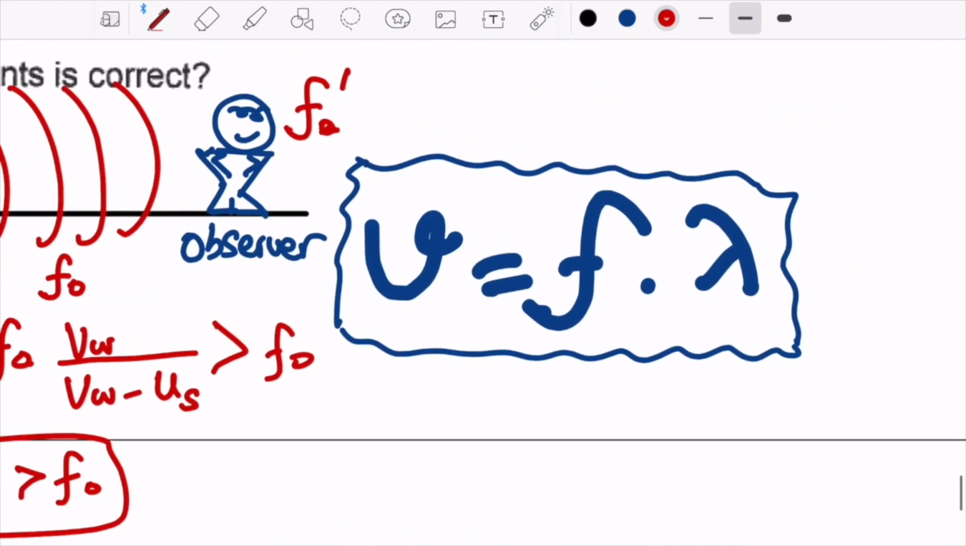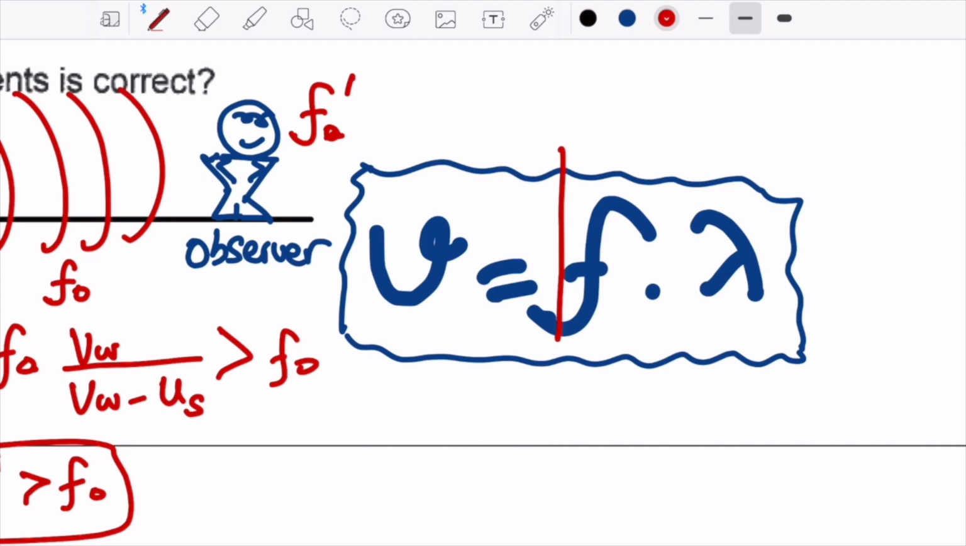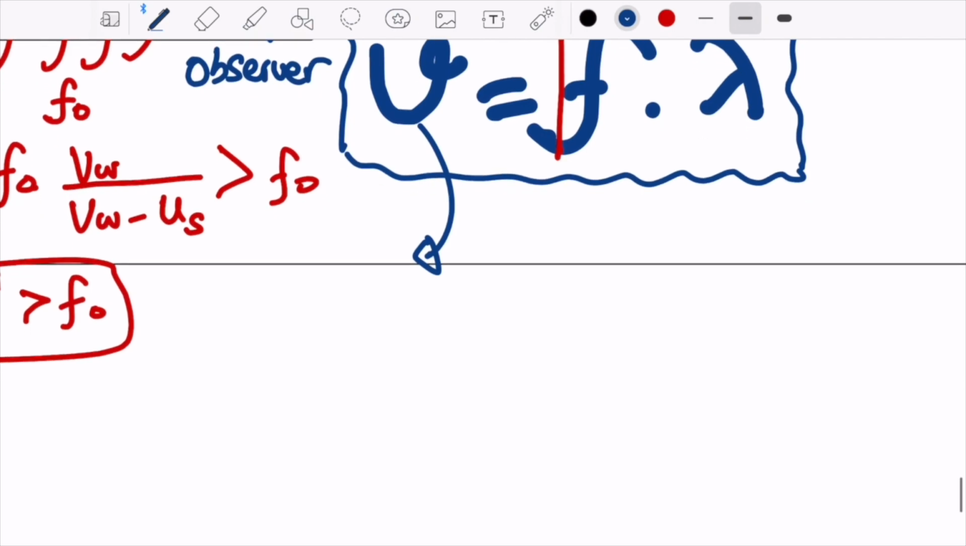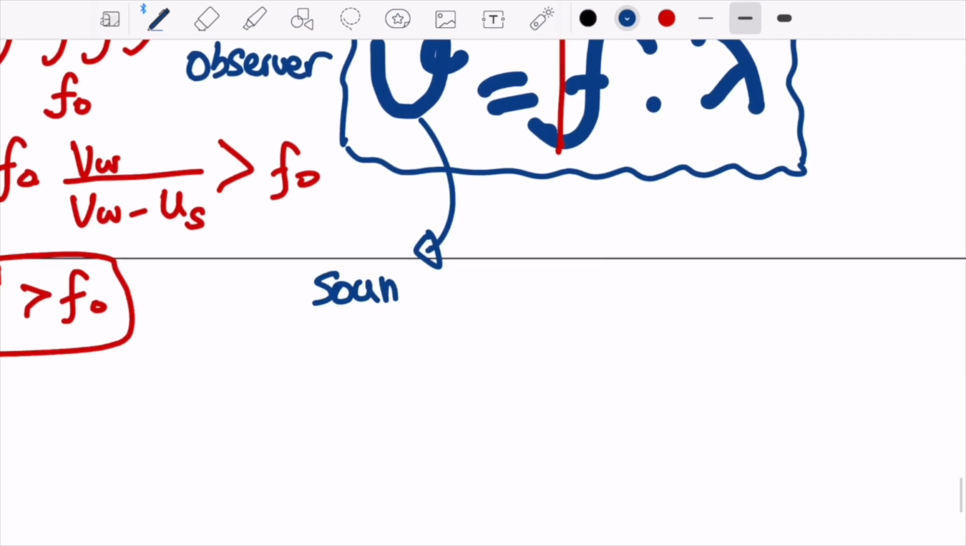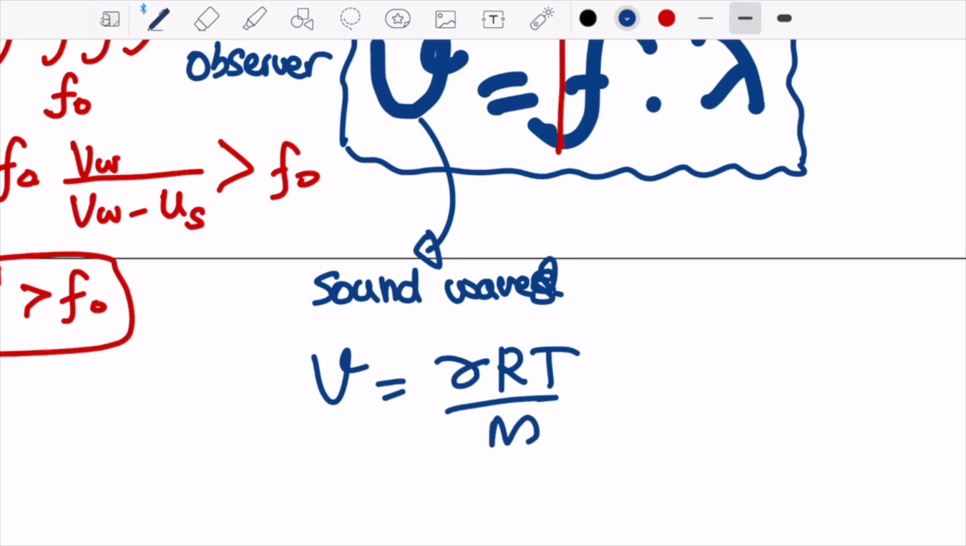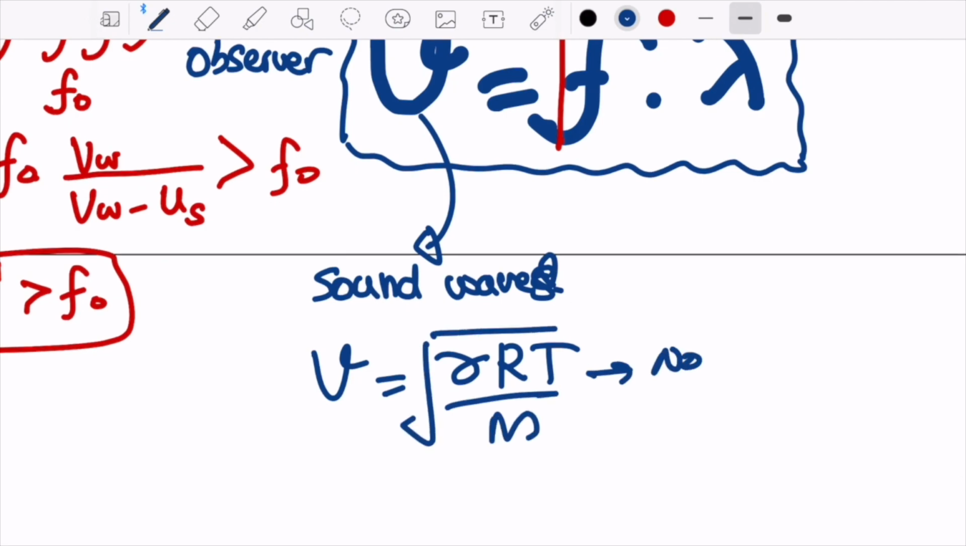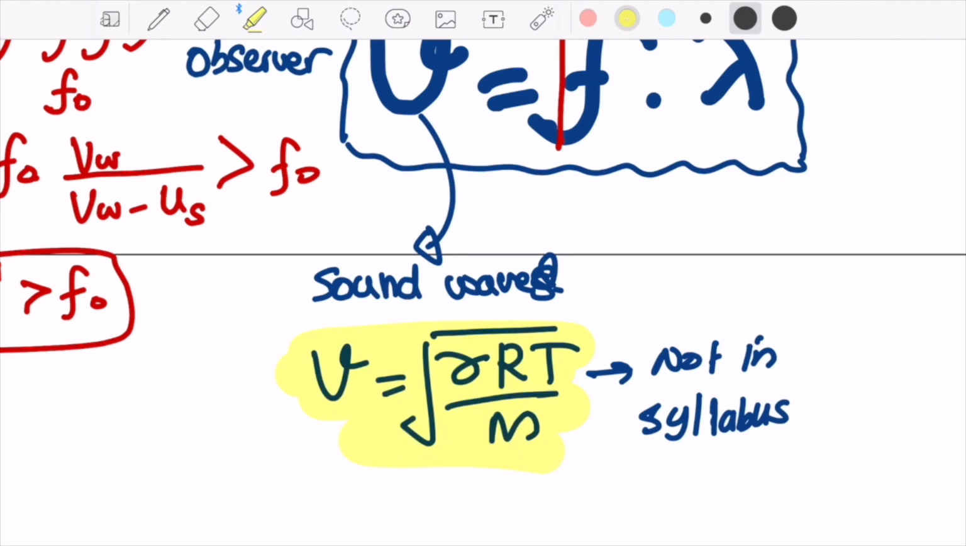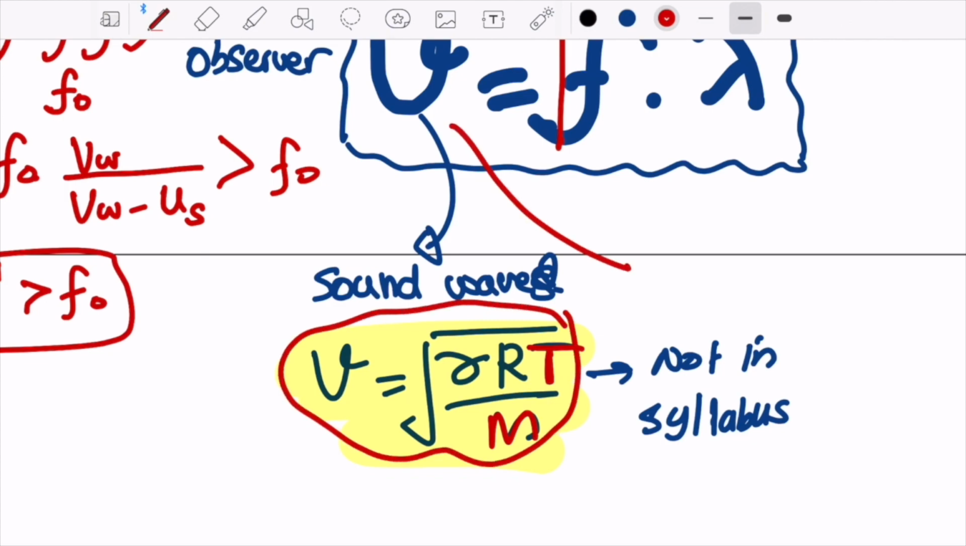The problem is, now we understand this one is increasing. What we don't understand is about the speed. Speed is the tricky point here. Now let's think, I am talking about sound waves. The speed of a sound wave in air is given by the square root of gamma RT over M. Don't be scared, not in the syllabus. But we always understand the speed depends on the medium, for example temperature or molecular mass. It depends on the medium. But there's another point about speed.